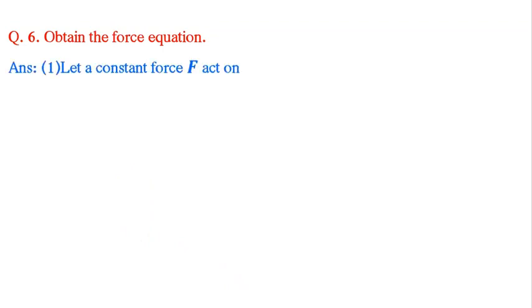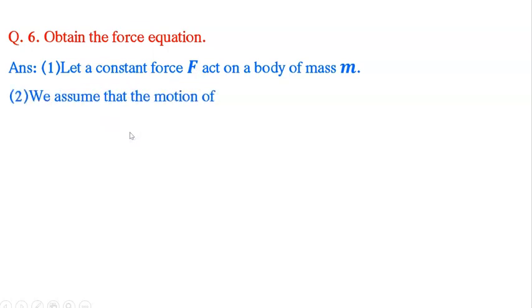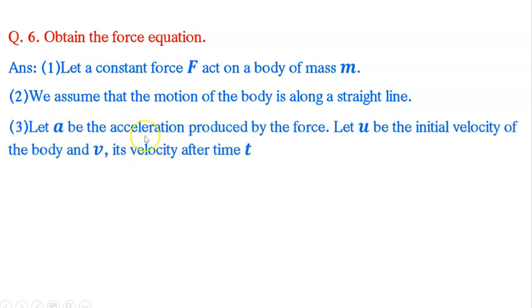now next, question number 6. Derive the force equation, that is F equals m into a. Now we'll derive it here. Let a constant force F act on a body of mass m. We assume that the body moves along a straight line. Let a be the acceleration produced by the force. Let u be the initial velocity of the body and v its velocity after time t, that is the final velocity.